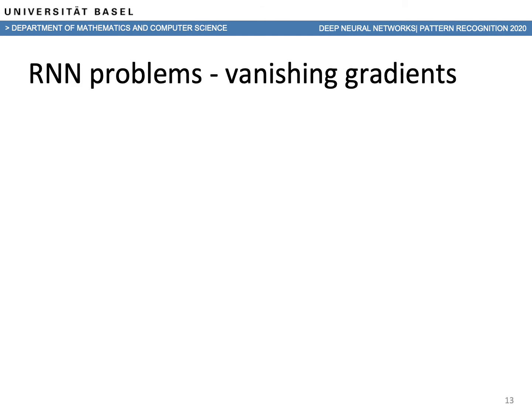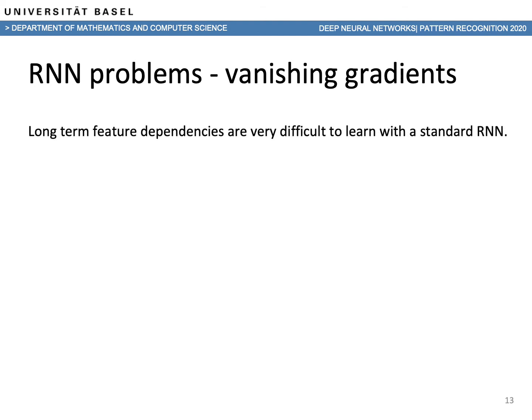So what are some problems with standard RNN networks? Well, specifically, long-term feature dependencies are very difficult to learn with a standard RNN. This is namely because of the vanishing gradient problem. Just imagine unrolling the network again and again, maybe with a really long sentence, and now we need to backpropagate this error throughout the whole network. So maybe for one of the first words, the gradient comes back to that word from one of the later words.